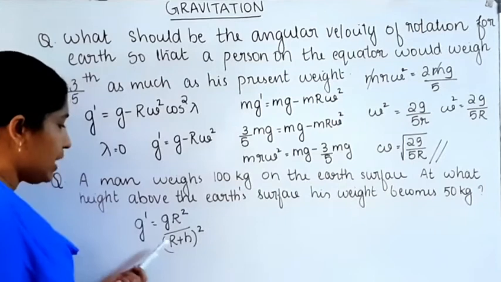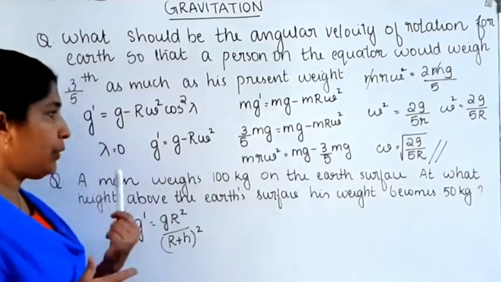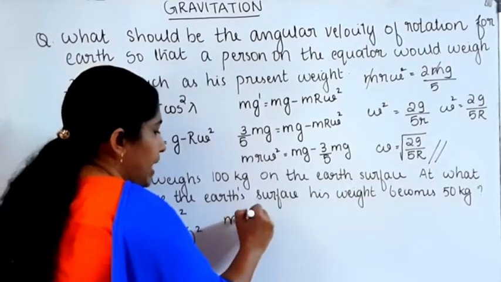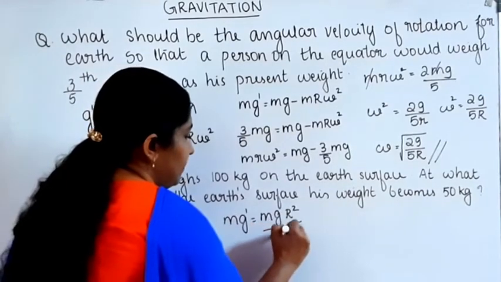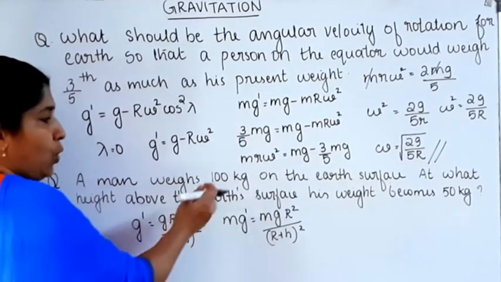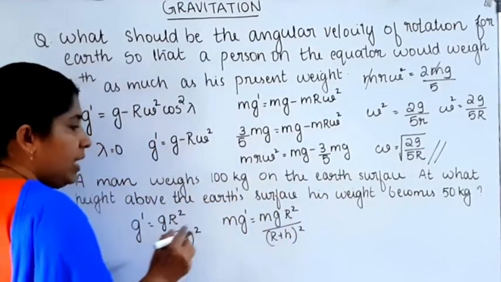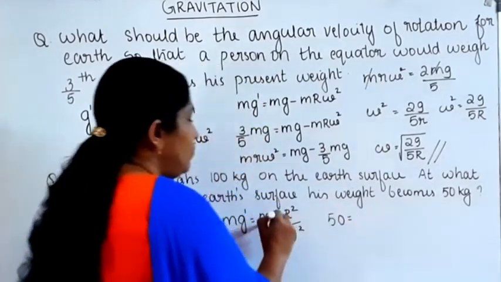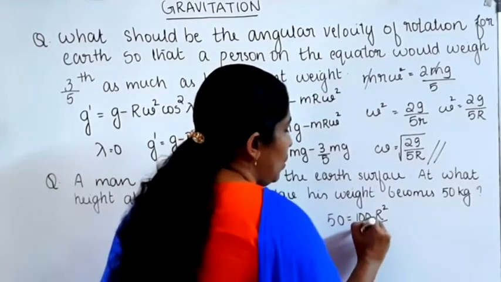So we can use the equation G dash is equal to G R square divided by R plus h the whole square. Weight is given here, so the equation becomes mg dash is equal to mg R square divided by R plus h the whole square. Weight is equal to 100 kg on the surface of the earth, so mg is equal to 100 kg. Mg dash is equal to 50. Instead of mg dash, we can substitute 50. 50 is equal to 100 into R square divided by R plus h the whole square.